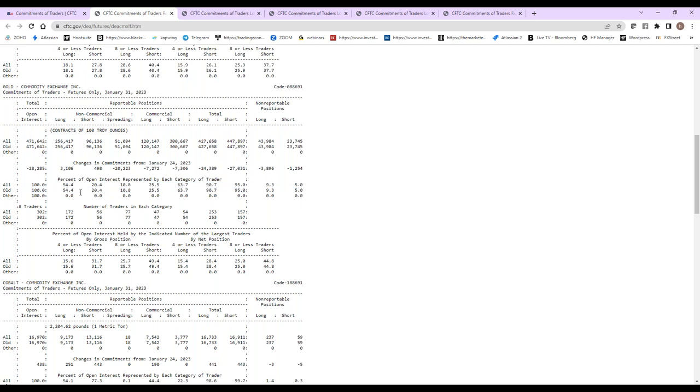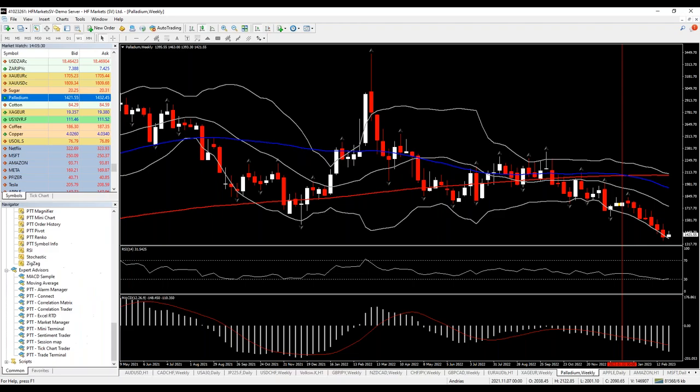So what we have over here, both long and short increasing in non-commercial and commercial. Can you see, guys? 54% for long and 25 for long commercial. 20% growth in short non-commercial, 63% commercial short. So everything is growing together. That means indecision. Let's get back to our gold chart. It means steadiness, a neutral outlook, not a particular strong trend, and so on.